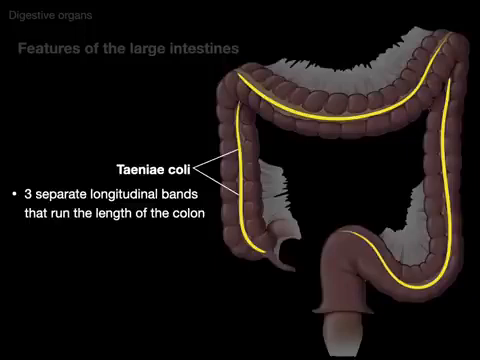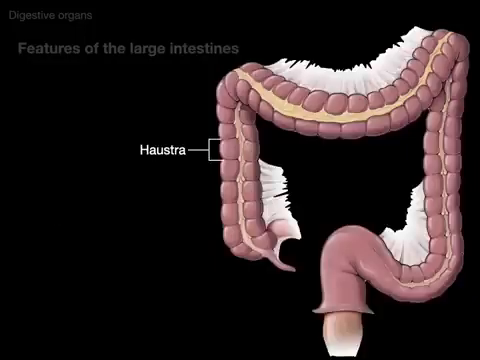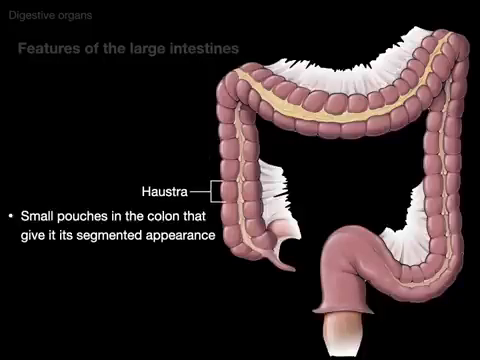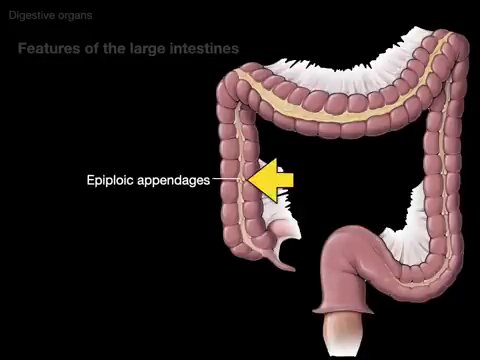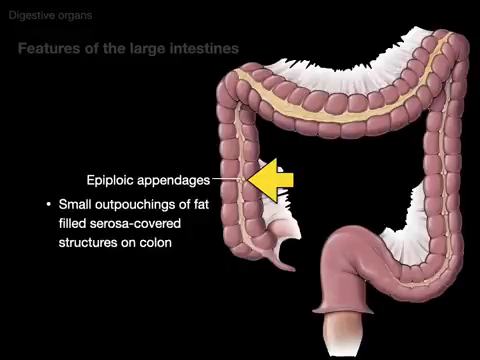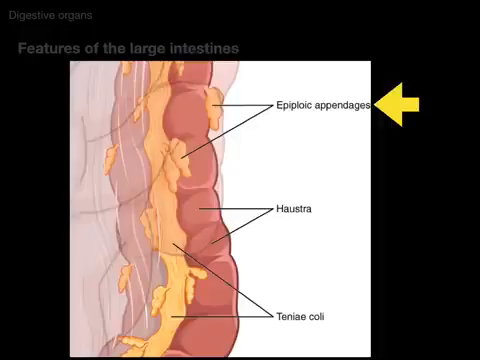And little tightening of the taenia coli forms these haustra, and the haustra are small pouches in the colon that give it its segmented appearance, very characteristic of the colon or large intestine. And finally, the epiploic appendages, which are small outpouchings of fat-filled serosa covering the outside of the colon, like that.